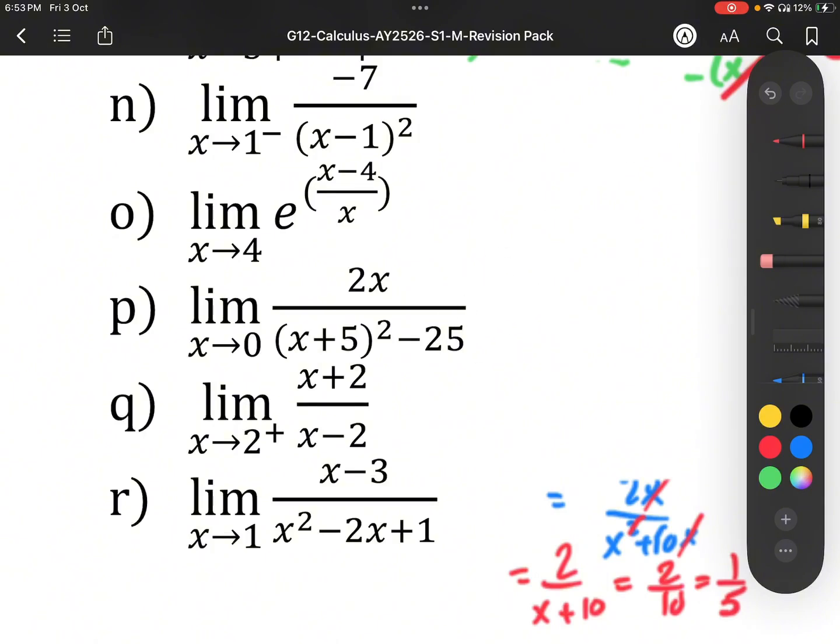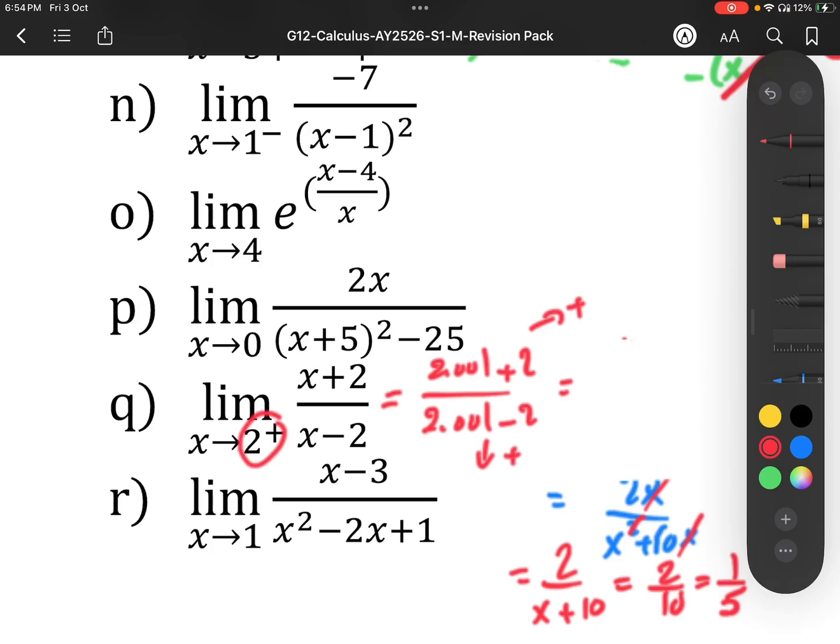If you replace 2, it's going to be 2 plus 2 over 2 minus 2, which is 4 over 0, which is infinity. I just want to know positive or negative infinity. So 2 from the right, greater than 2. So 2.001 plus 2 over 2.001 minus 2. This is positive and this is positive. So positive divided by positive is positive infinity.